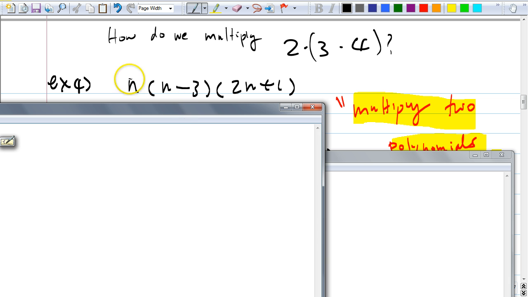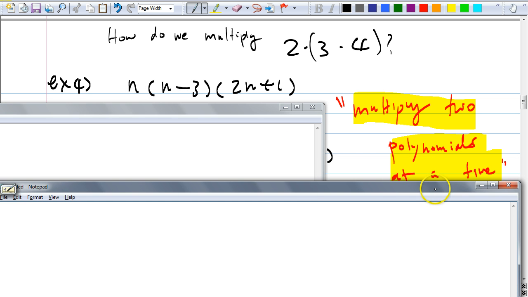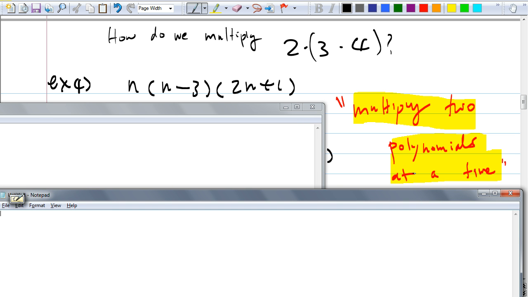Okay. Do you think I should distribute this n to the n minus 3 and n to the 2n plus 1? Who say yes? That'll be wrong. If you distribute n to both of these, that'll be wrong. You multiply 2 at a time, I'm telling you. Right? So you could either do n times n minus 3, right? Then whatever you get there, times 2n plus 1. You don't multiply n again to 2n plus 1, do you? That'll be wrong.